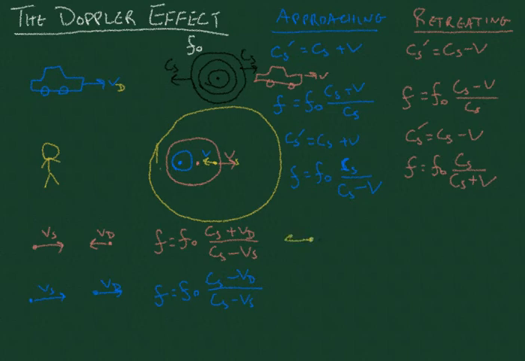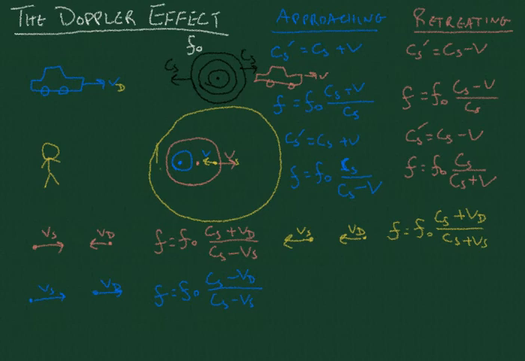Of course, we could have the source moving away from the detector and the detector moving toward the source. In this case, the frequency is the frequency emitted times the speed of sound plus the speed of the detector divided by the speed of sound plus the speed of the source. So again, if they're both moving at the same speed, then we would just hear the same frequency, as if neither of them was moving.